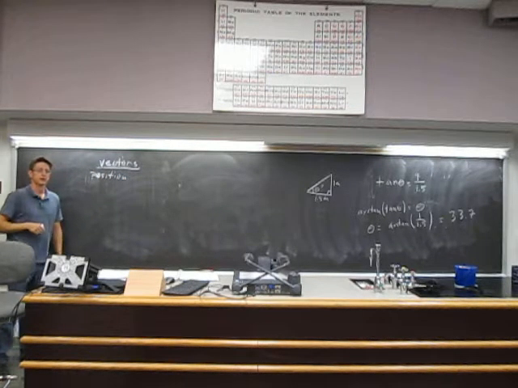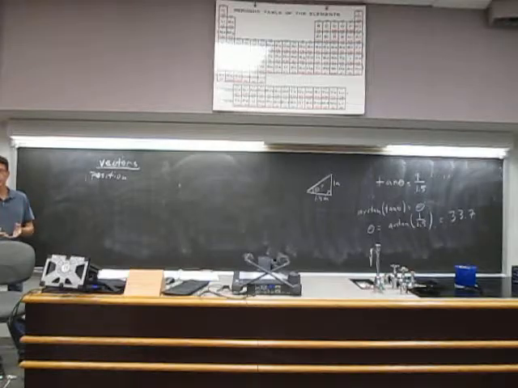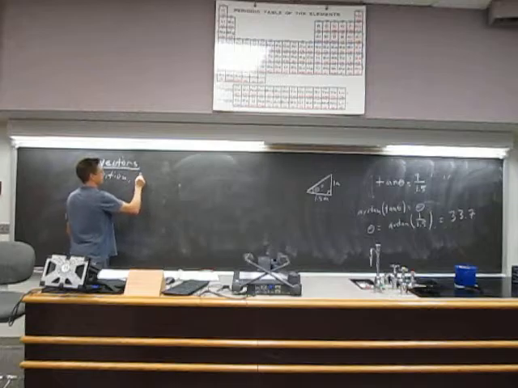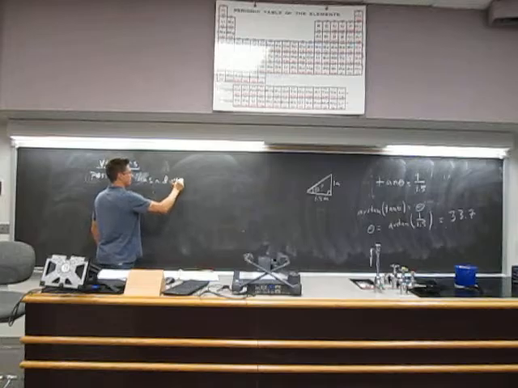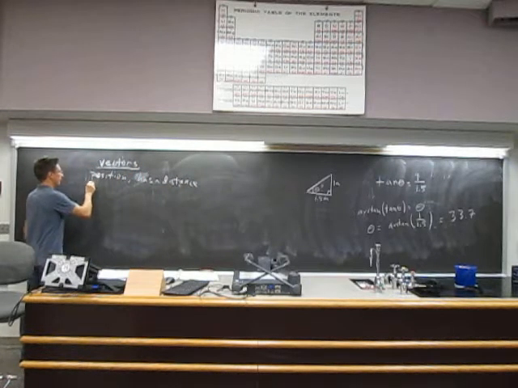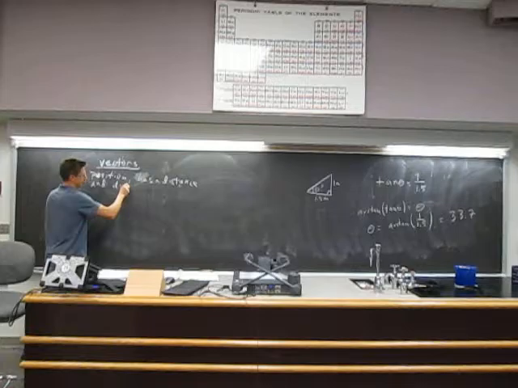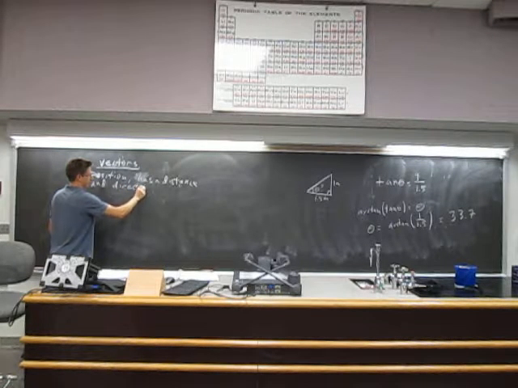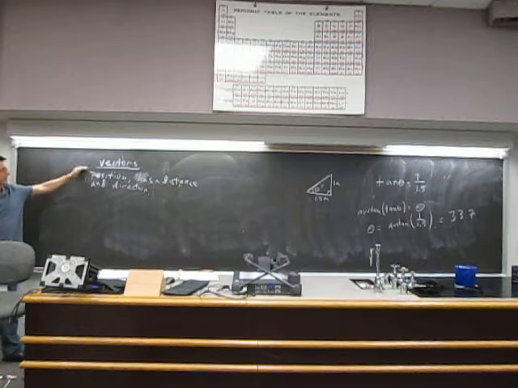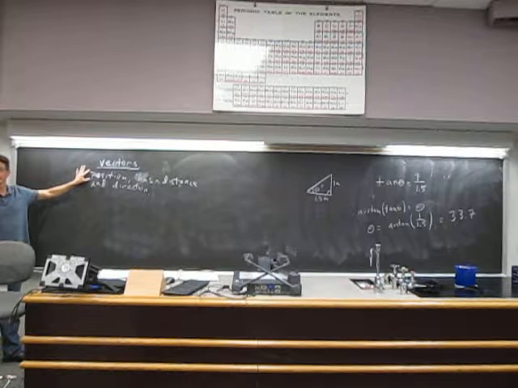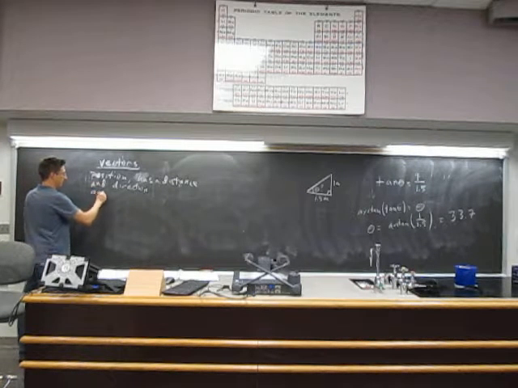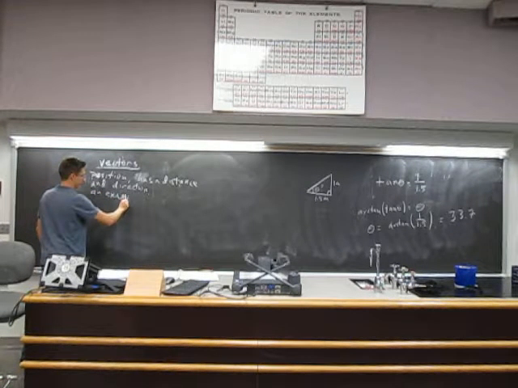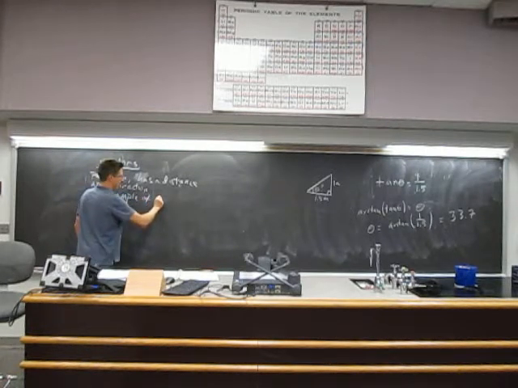has two things to it. It has both a distance and a direction. And this is an example of a vector. Okay? So an example of a vector.